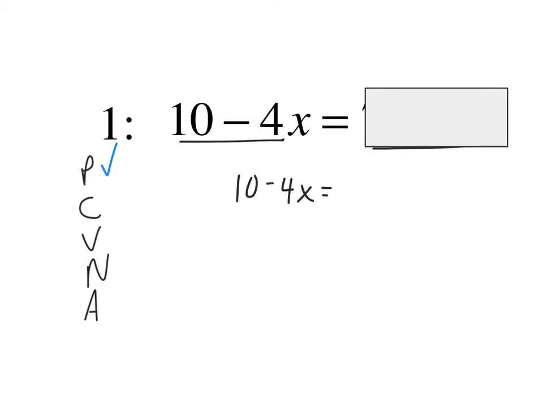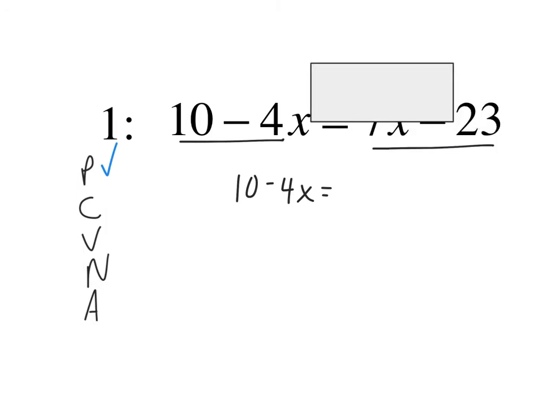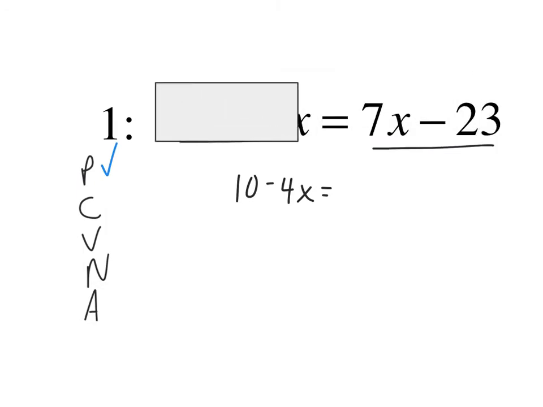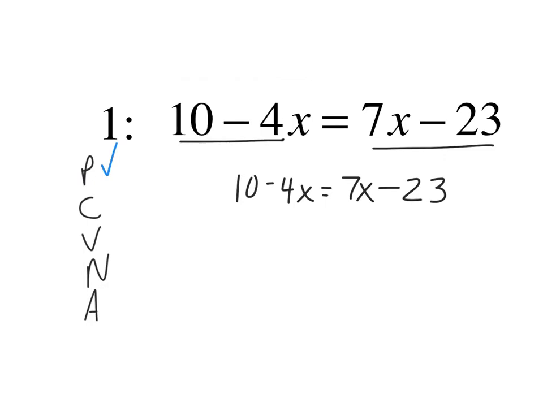And I set it equal to something. And I ask myself, can I combine a 7x and a negative 23? No, it's the exact same as before. So I'm going to do equal 7x minus 23. I'm just going to delete this box, that way it doesn't get annoying. And I did the C stage. I combined my like terms.